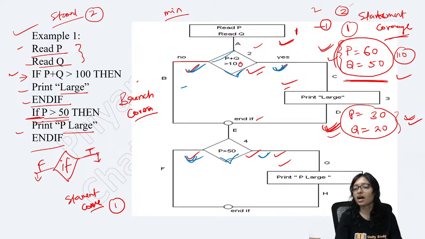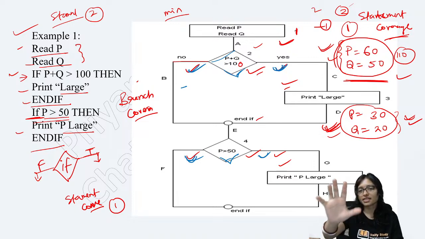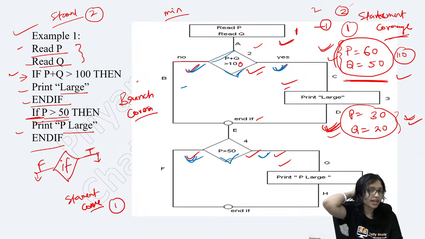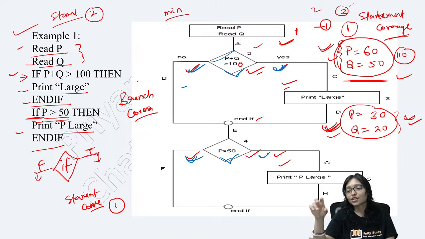Statement coverage 2. No need to count statements. Don't confuse yourself about statements. I was just asking about statements so that you can understand. Statement coverage can be anything. It can change. 2, 4. Acha. So those who said 4, confirm.